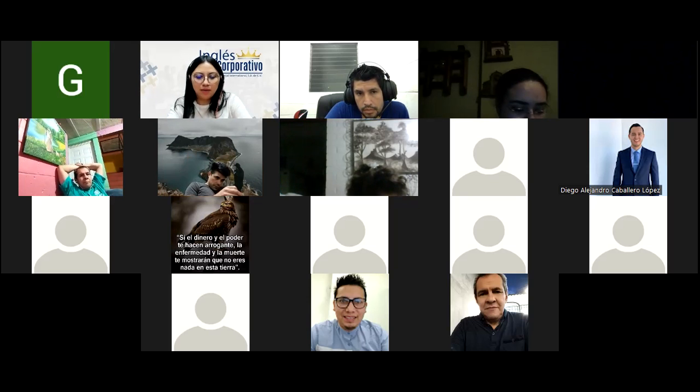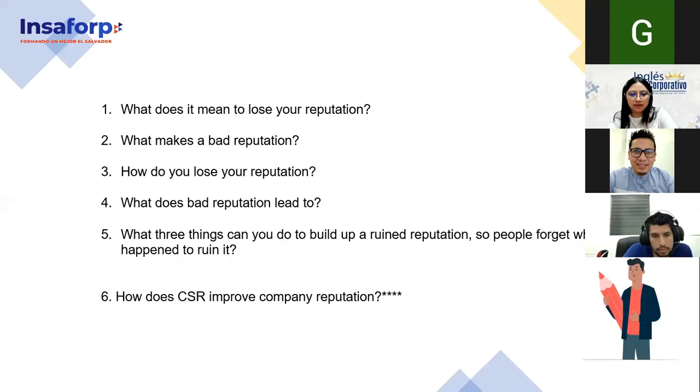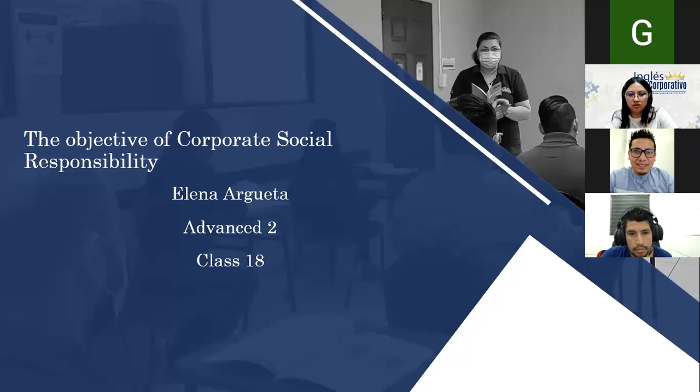So why am I asking about this? As you may see, as I mentioned before, CSR, how does CSR improve company reputation, right? Whenever we say improve, it means that its reputation is bad. ¿Cómo la mejora? Vamos a ver, what is CSR? Aquí está, take a look at this definition. Corporate social responsibility. But what is that?